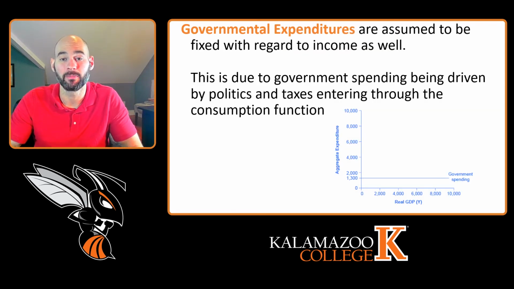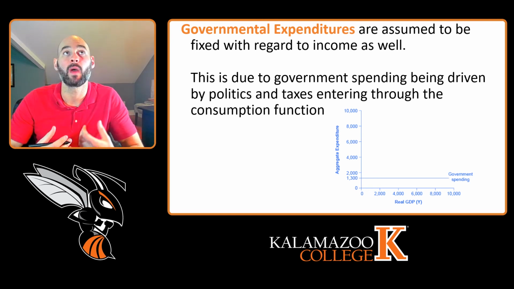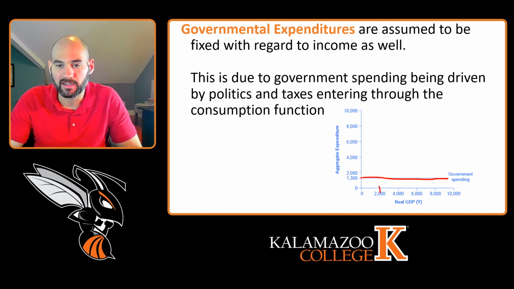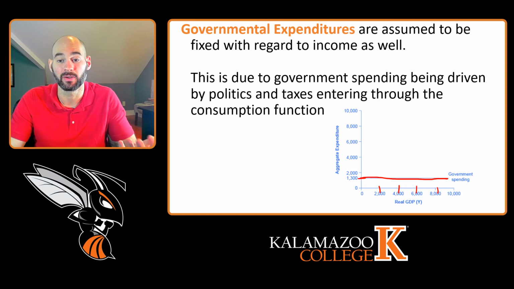We're going to make the same assumption about government expenditures as well, that they are not going to be a function of income. Government spending is going to be driven by politics, which party is in power, and how much government spending is going to factor into the desires, the goals of the political party in power. And taxes are not going to enter through this government spending. As we said earlier, taxes are going to enter this model through the consumption function. And so government spending is also not going to depend on income, so it's going to have a slope of zero and be flat as well. For every level of GDP, we're going to say that government spending is constant, and it's only going to vary based on political parties and political needs.